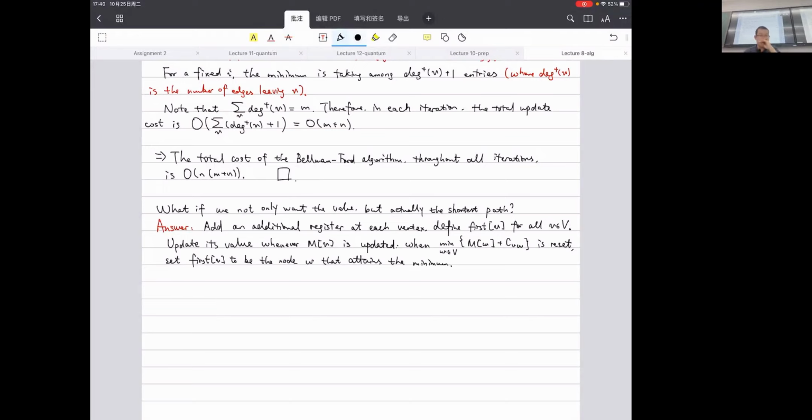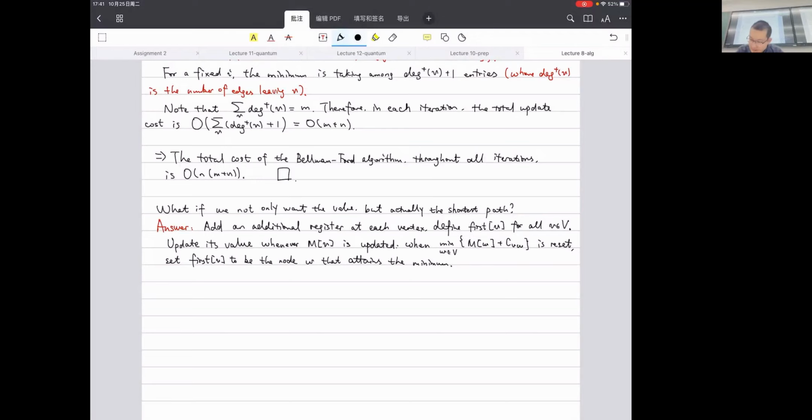So basically, you can clearly see that the intuition is quite clear. As long as each time you update the corresponding value, you also update the first V. As long as you have an entry storing this first V, you can just trace forward: you have the V, you go to first V, and after that you go to the first of the first V, and basically you can figure out such paths.